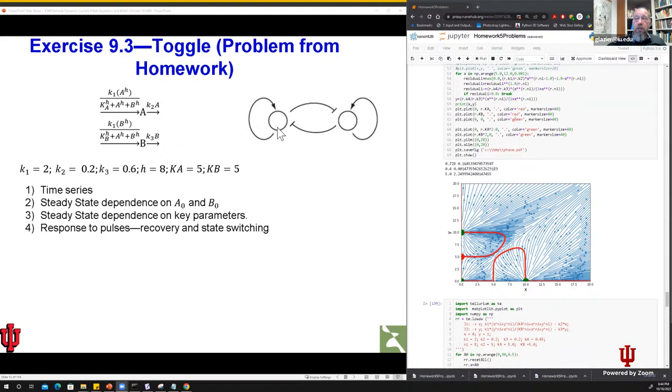If you did the circuit without the auto feedback, where you just had A inhibit B and B inhibit A, you would find that you also get bistability, but it's not as stable. It's easier to kick.